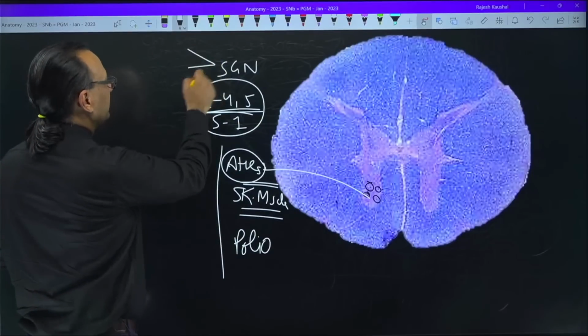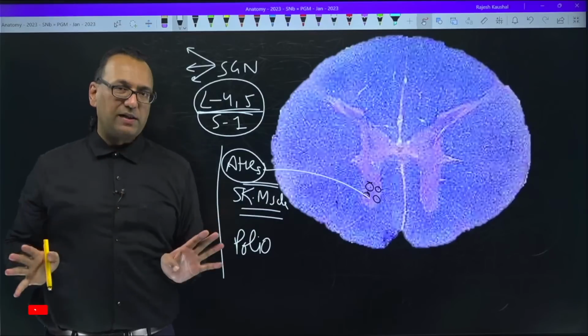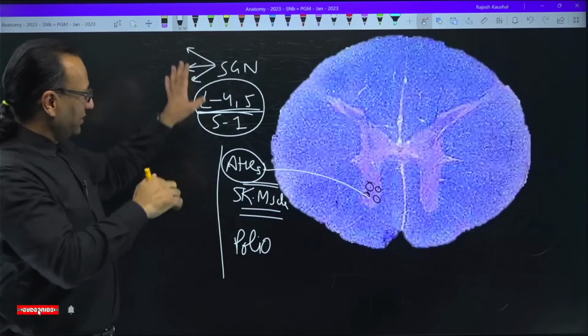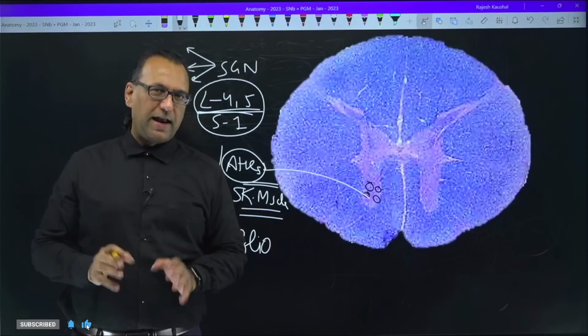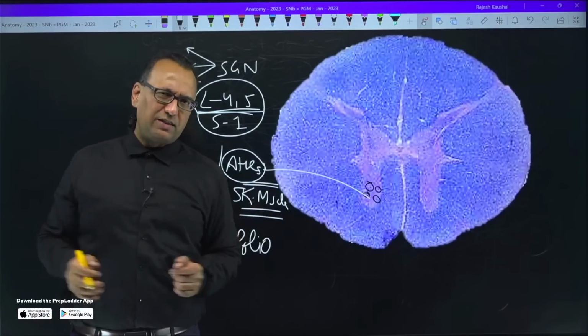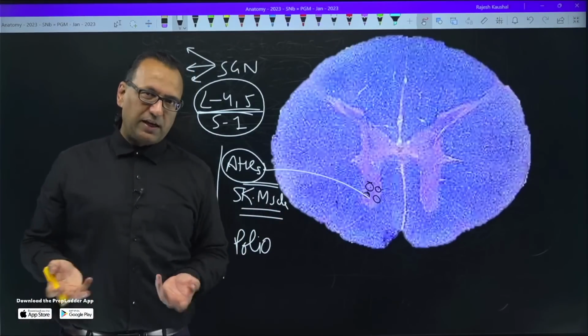Which three muscles is it supplying? They will have flaccid paralysis. So this is what you call the next type of question, interdisciplinary question. What do you think? Were they not asking you this question in NEET PG? In NEET PG they are coming.